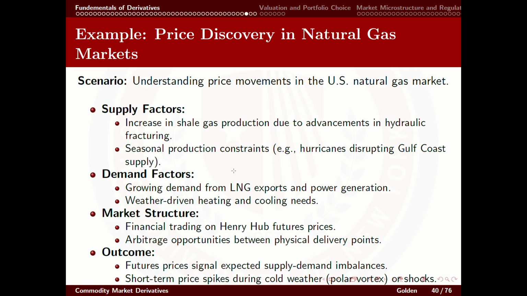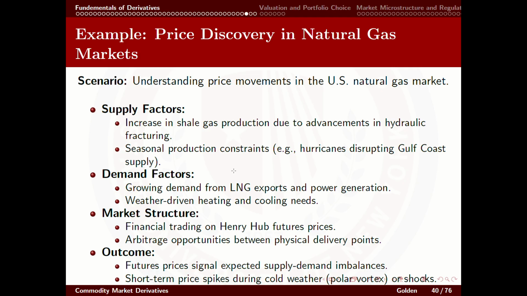So you have that friction in prices across space, and you have a hurricane making prices more distorted. Then demand factors: you can have growing demand from LNG exports and power generation. Maybe in the winter it's really cold, so you need LNG to power your grid or keep you toasty, keep you warm. It's like a blanket. And you have weather-driven heating and cooling needs. Long-term climate change will impact how much demand there is for heat.